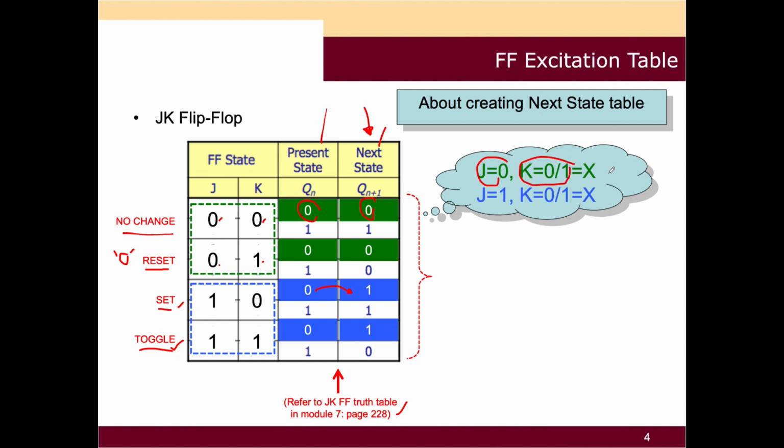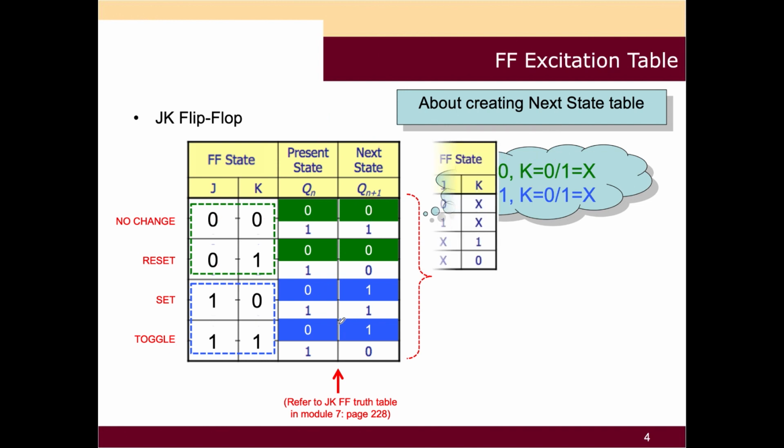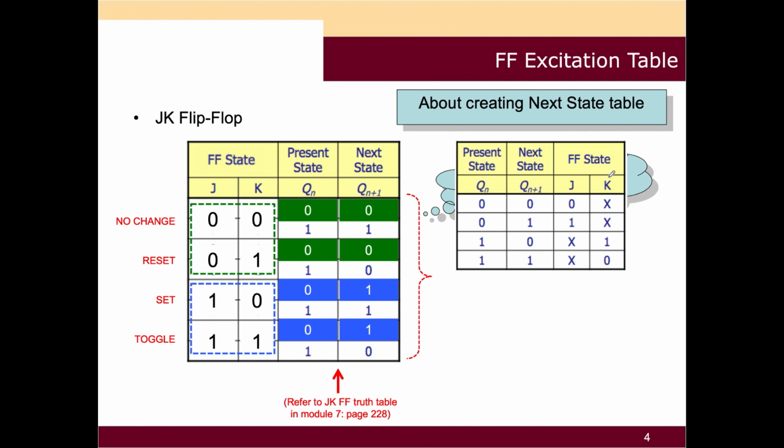Like this, then you will get X, the green color. And if, let's say, J is 1 and K is 0 or 1, you will get X, the blue color. So what is going to happen also? This is basically what happened for your next state table. You have the present state 00, then 01, 10, and 11.